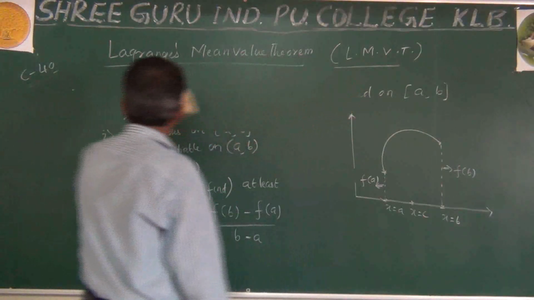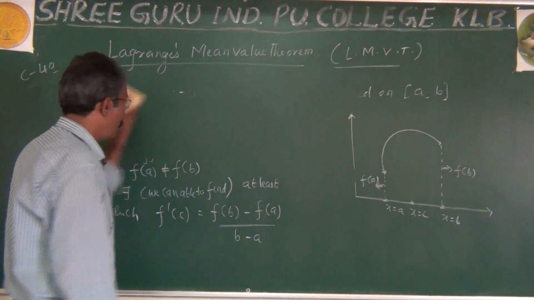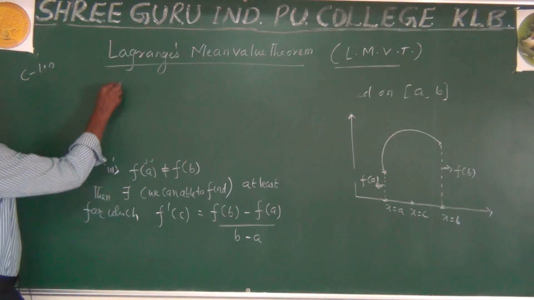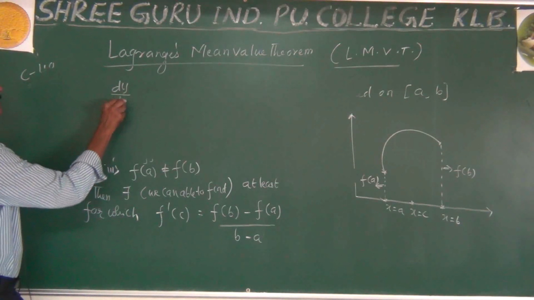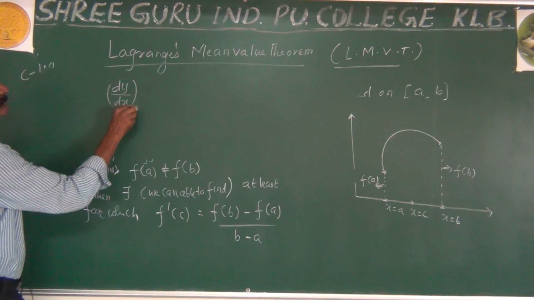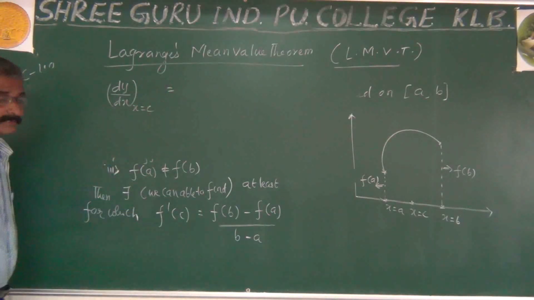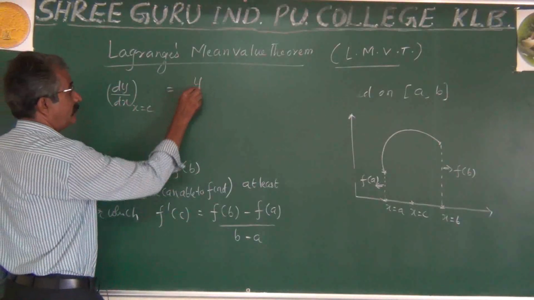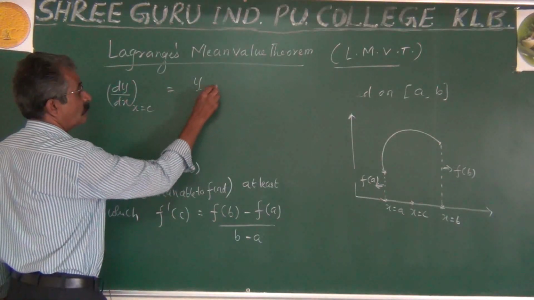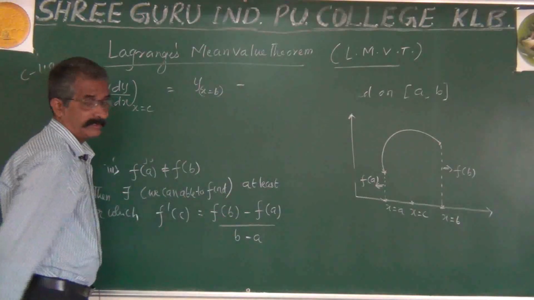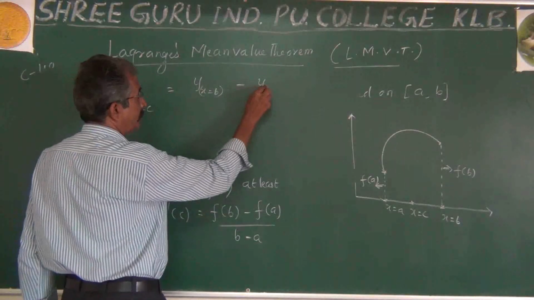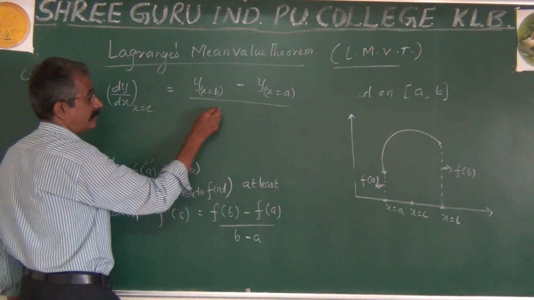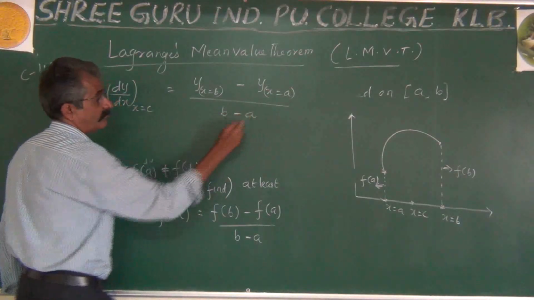Now, let's study this geometrically, what it actually gives me. What is the meaning of f dash of c, dy by dx at x equal to c? On the right hand side, f of b means y at x equal to b, minus f of a means y at x equal to a, divided by b minus a.